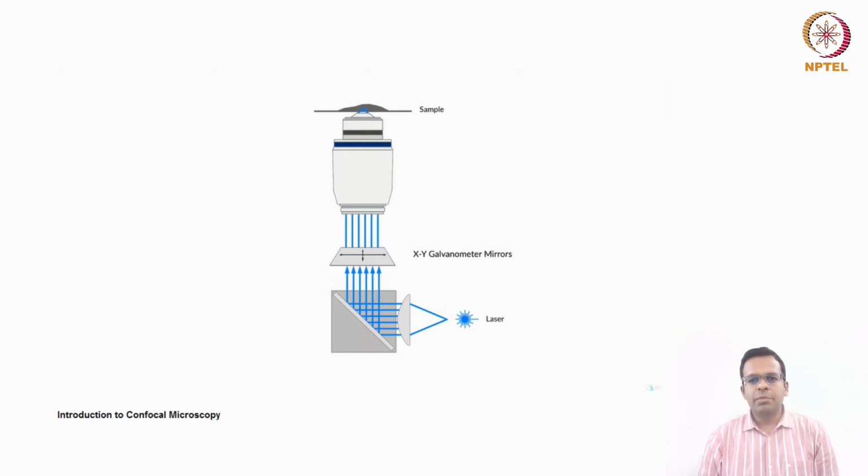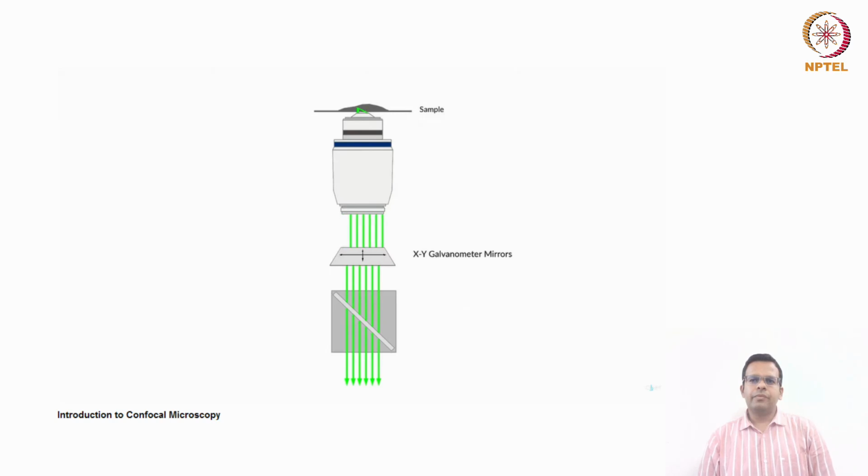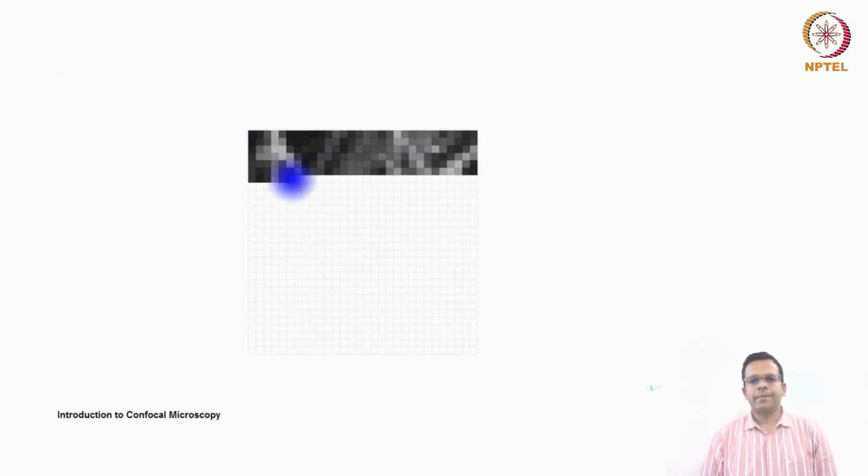And how does it scan the entire field? By using XY galvanometer mirrors, so that the light source itself is not moving. Only using the mirrors, you can move the light beam to scan your sample in X and Y. So this is how your confocal microscope scans your sample and forms the image.